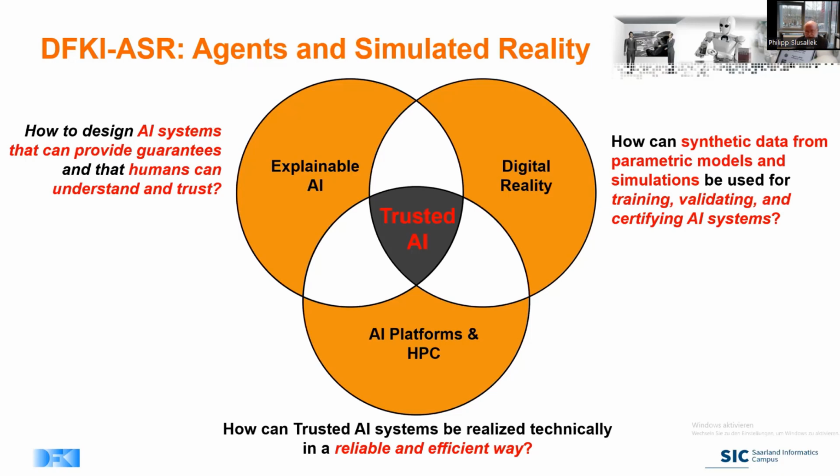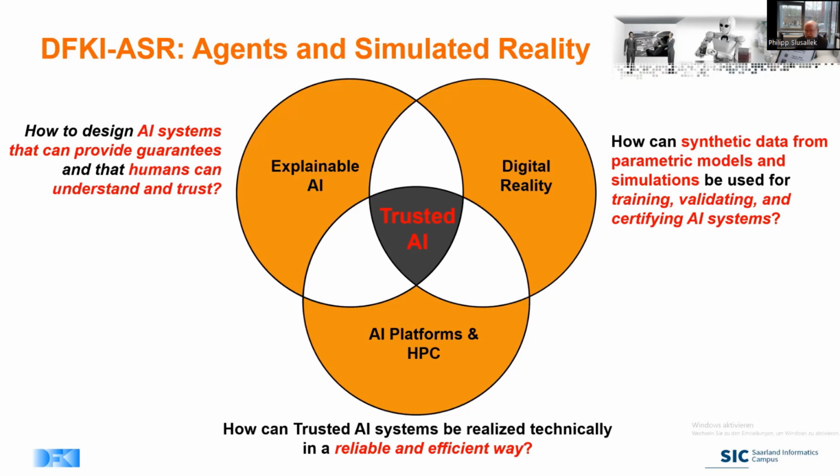The second area, and this is a very close link to the graphics area, is how can we use synthetic data that we generate from parametric models, specifically in the area of autonomous driving, through simulation? How can they be used to train AI systems, to validate AI systems, and eventually really to certify AI systems, because we can systematically provide guarantees that they are safe, right?